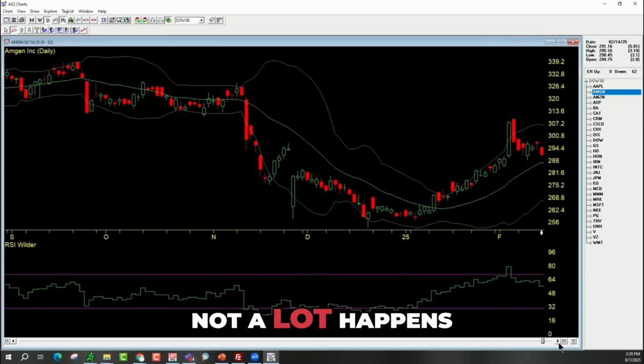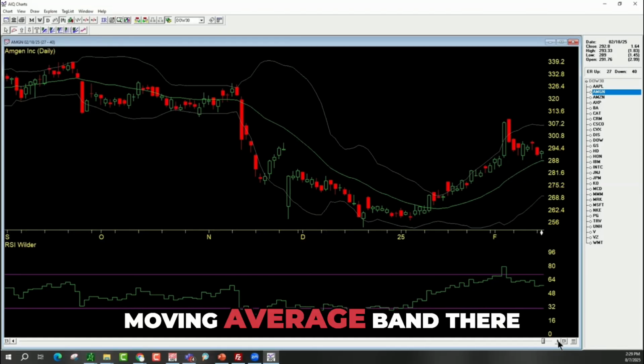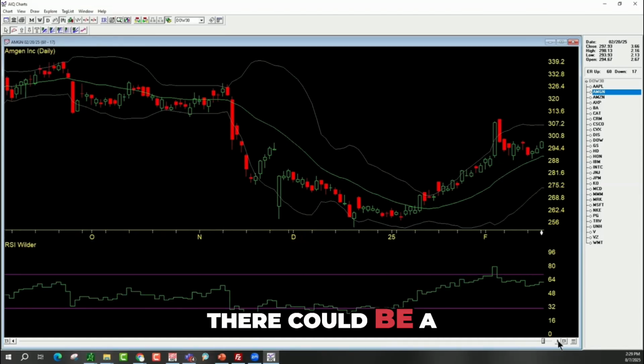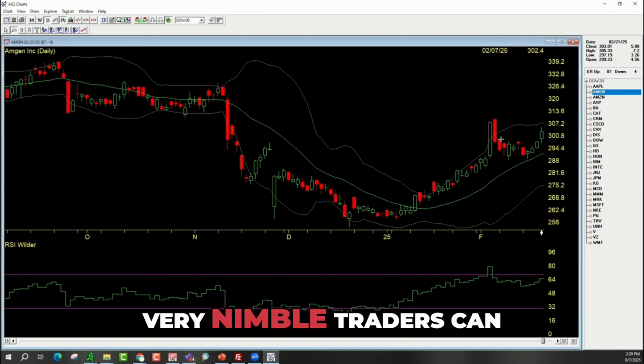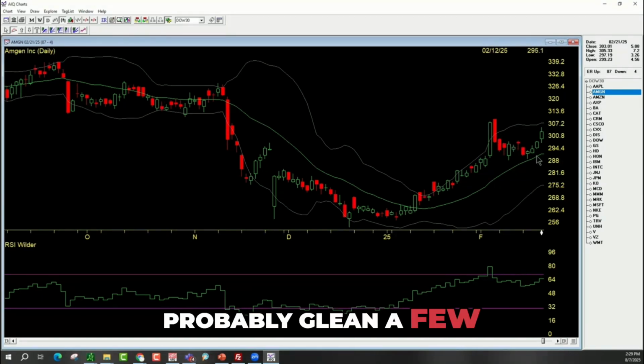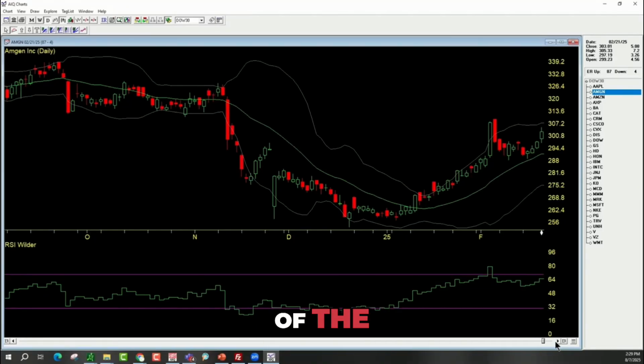But on this stock, not a lot happens for a couple of days, but you're still short, hanging in there. Watched it come down to the moving average band there. Got to be aware there could be a bounce off there, and yes, there was. So this is the thing: very, very nimble traders can probably glean a few points off of this. But this actually turns into a re-entry point because it bounces off of the MA line itself.